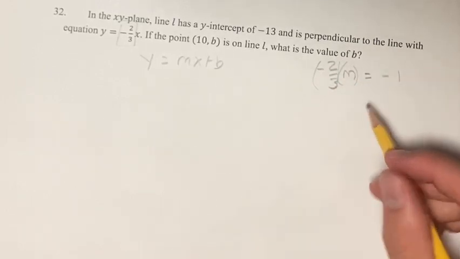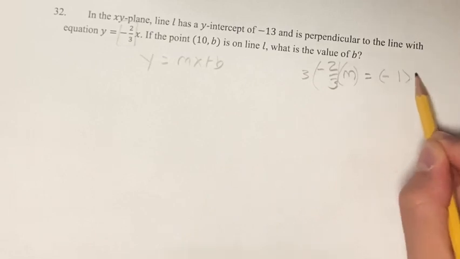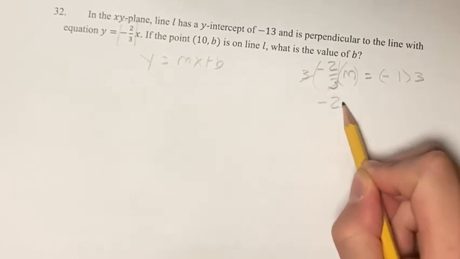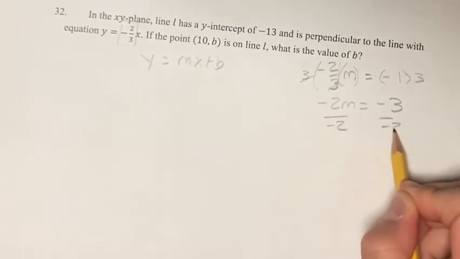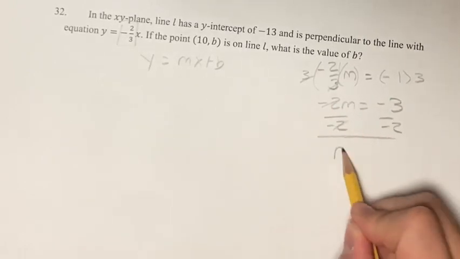So what we can do to solve for m here is multiply both sides by 3. These cancel, you get -2m is equal to -1 times 3, which is -3. Divide by -2, you get m is equal to 3/2.